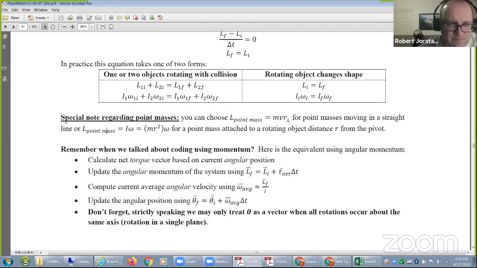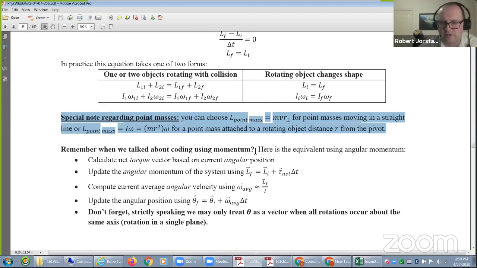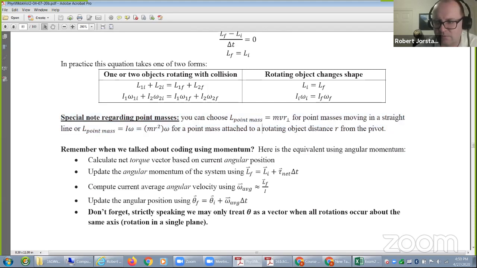Let me read this last special note, okay? We could choose this for moving in a straight line, or we can use this for a point mass attack. Oh, this is a worse one, so make sure you read this note really carefully after you maybe summarize and do a few problems. So let's get to a problem now, all right?